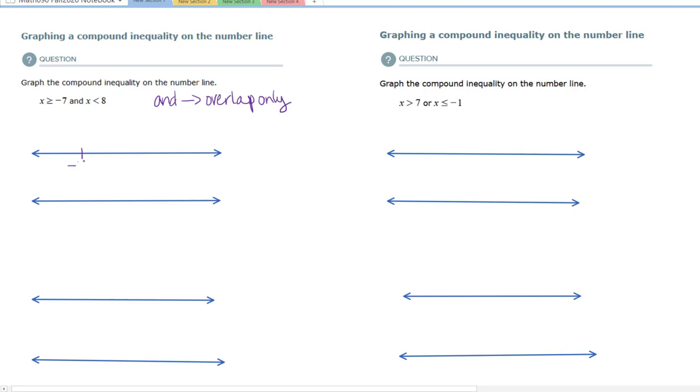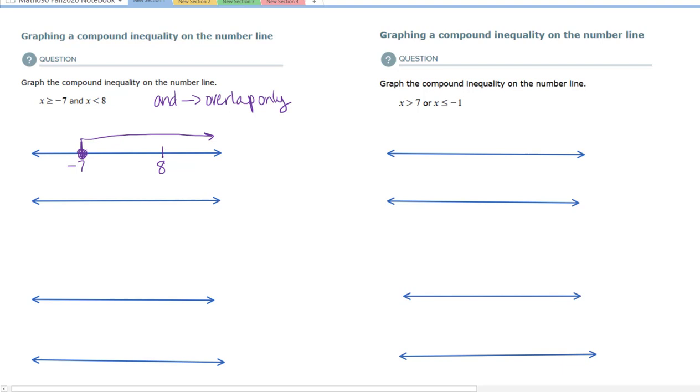And so your number line doesn't need to be too fancy. Just put your two endpoints up there. And so we've got x greater than or equal to negative 7. So that means include, closed circle on the negative 7. Greater than or equal to means shade to the right. But I want to be able to see where the overlap is, so I'm going to draw a line up above going to the right.